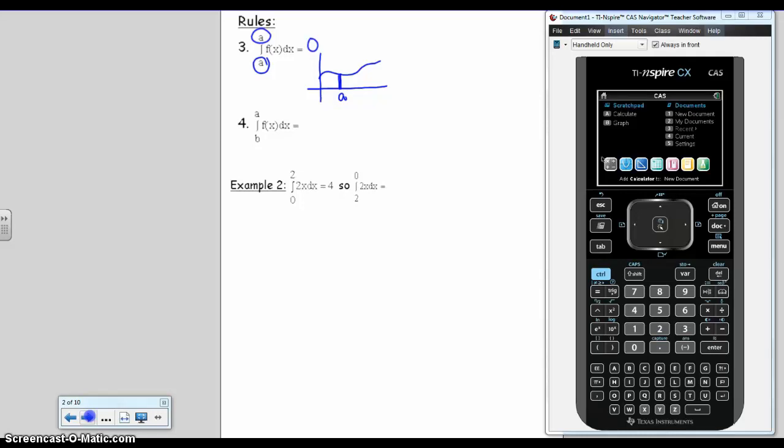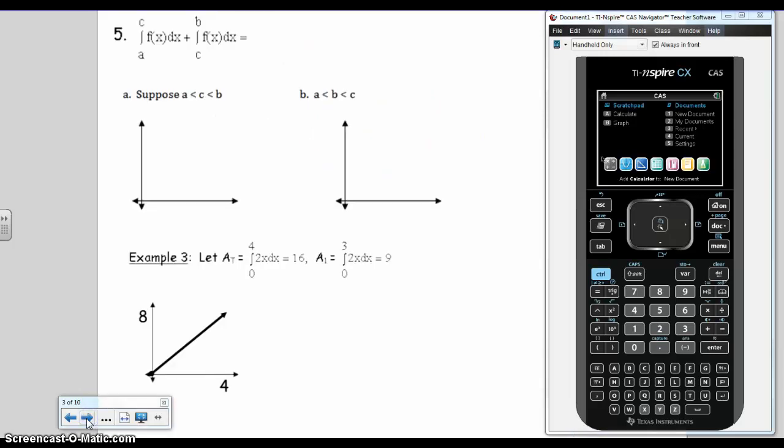Rule number 4 is talking about reversing the order. So it's talking about working backwards. It's saying start with b and work backwards to a. That would give you the negative value of the integral. So that is equal to negative the integral from a to b of f of x. Working backwards changes the sign of the integral. So in example 2, you see we have an integral from 0 to 2 of 2x dx is equal to 4. So if we flip a and b, that's going to make it equal to negative 4.